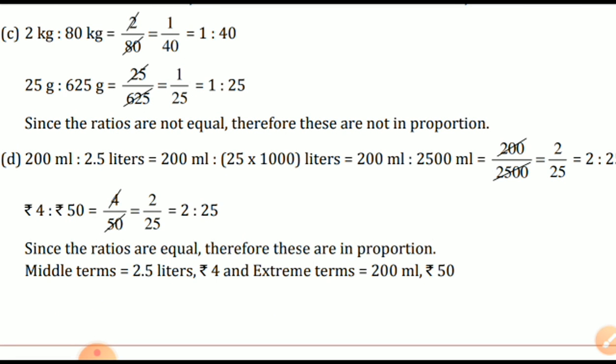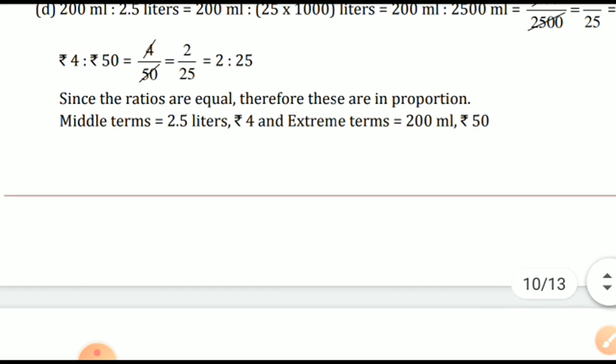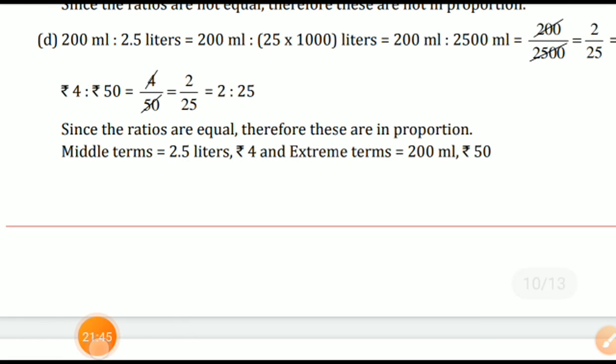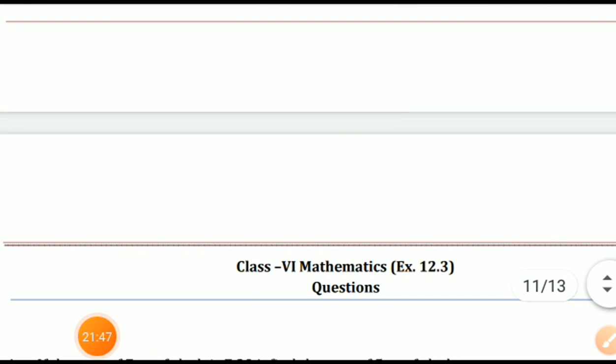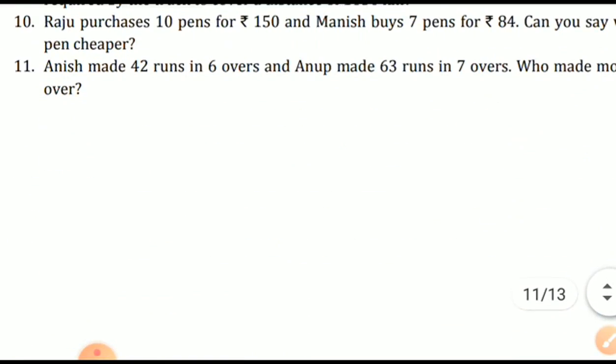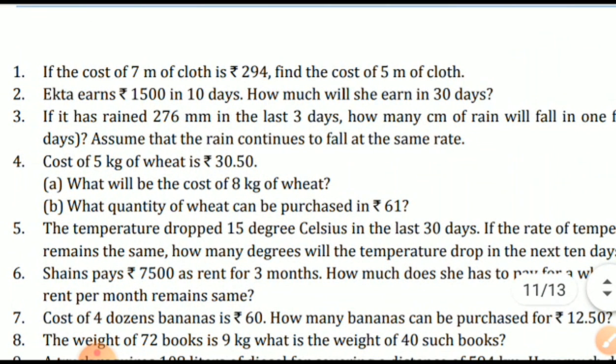Here both the ratios are equal, therefore these numbers are in proportion and middle terms are, बीच वाली दो टर्म है उसको मिडल टर्म बोलेंगे और पहली और लास्ट टर्म को बोलेंगे एक्सट्रीम टर्म्स। Is it correct बेटा? So here you can specify these answers very clearly. So here we end up our exercise 12.2 and now we are moving on to 12.3. It is having 11 questions. So easy questions are there and try to understand these types of questions.